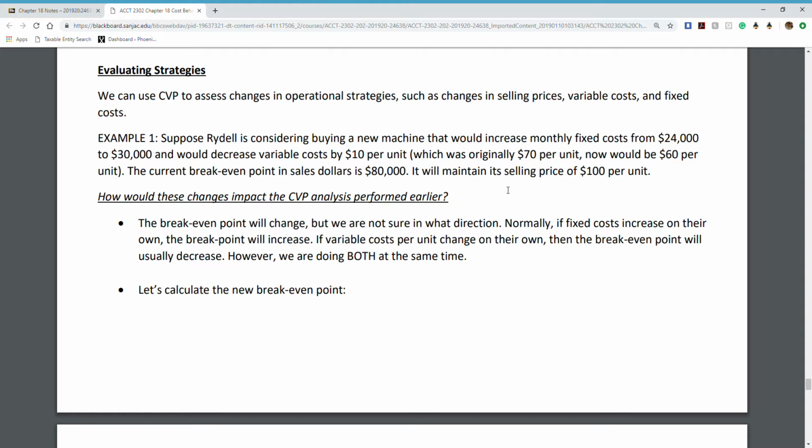Now, when we look at this, and we look at what increases and decreases break-even, we know that if fixed costs increase, the break-even point will have to increase. If the variable costs, on their own, are decreasing, then usually the break-even point will decrease. However, we're doing both at the same time. So we don't know exactly what's going to happen to the break-even point when both of them are activated, so we must calculate the break-even as it is.